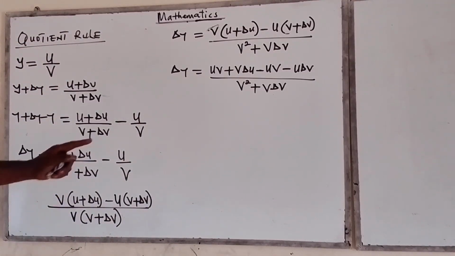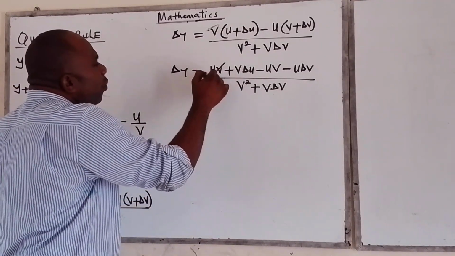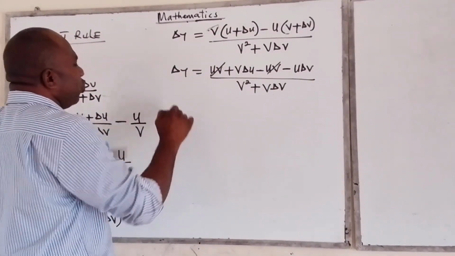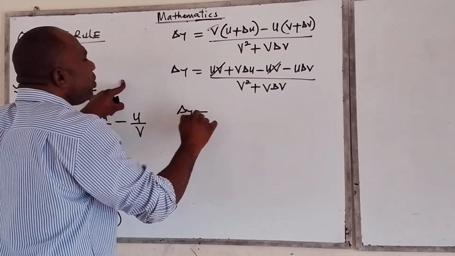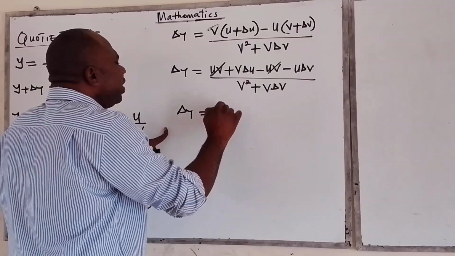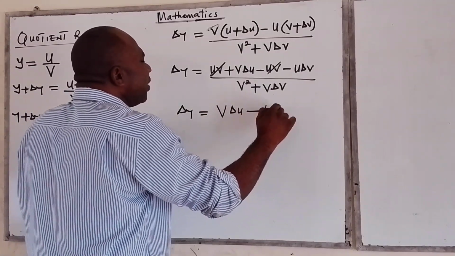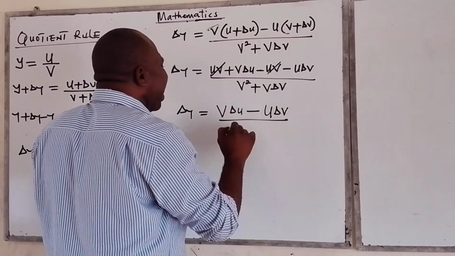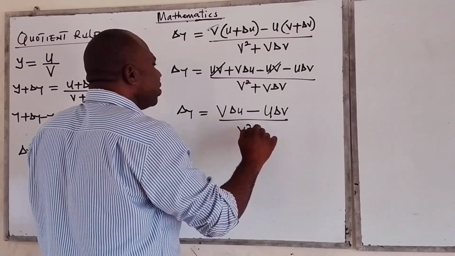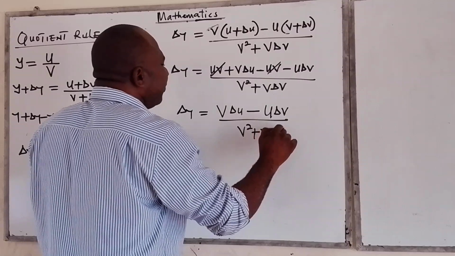Okay, now looking at this, uv will cancel with this uv. We'll be left with delta y will be equal to v delta u minus u delta v divided by v squared plus v delta v.